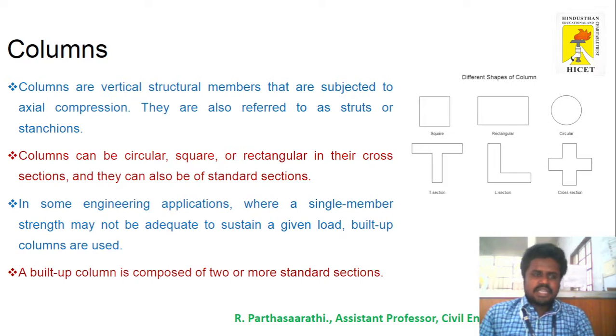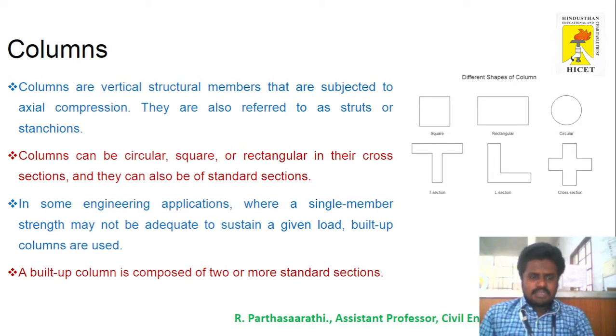Next, columns. This is the second major category, the column, a compression member in construction activity. Columns are vertical structural members that are subjected to axial compression, and they are also referred to as struts and stanchions. Columns can have circular, square or rectangular cross sections, and they can also be standard sections. In some engineering applications where a single member's strength may not be adequate to sustain a given load, built-up columns are used.